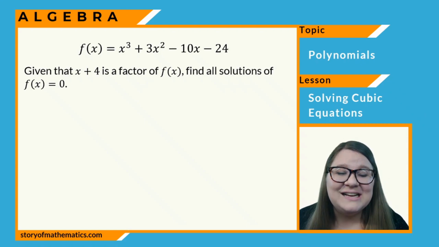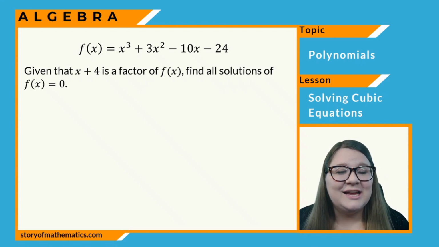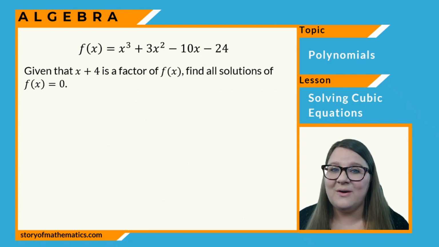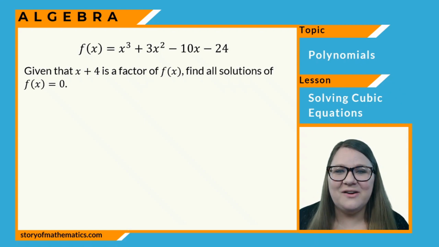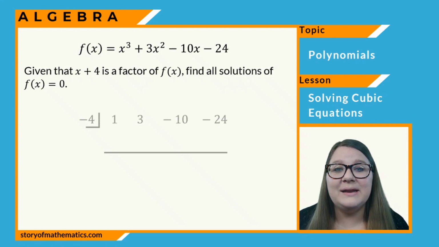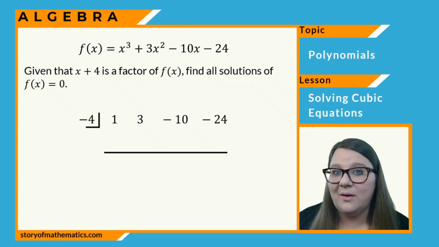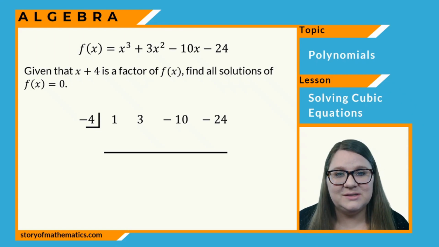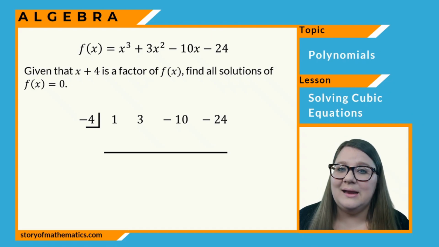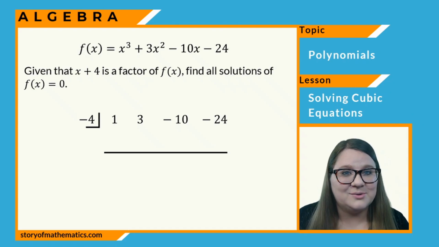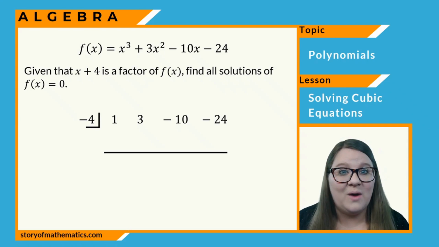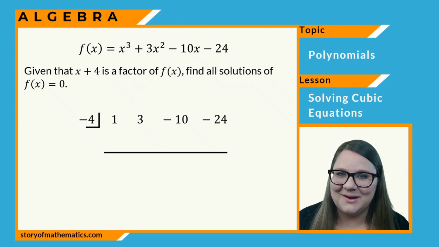Well, what I'm going to do here is use synthetic division in order to factor x plus 4 out of my function, and then try and get it into fully factored form and set it equal to 0. So now if x plus 4 is a factor, then I can put negative 4 in the little box of my synthetic division. Then I'm going to write out all of the coefficients of my polynomial. So 1x cubed, 3x squared, negative 10x, and negative 24. So those are the numbers I'm using: 1, 3, negative 10, and negative 24.